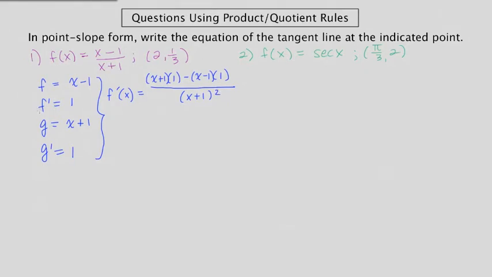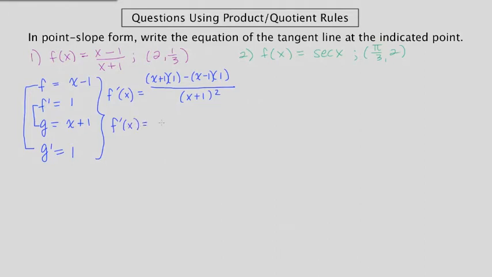So to reiterate, it's the bottom times the derivative of the top minus the top times the derivative of the bottom. Some people who set their problems up like this say it's the product of the inner functions minus the product of the outer functions over the bottom squared. So if that helps you, feel free to use it.